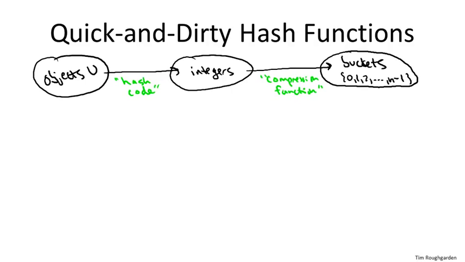In some cases you can skip the first step. So for example, if your keys are social security numbers, they're already integers. If they're phone numbers, they're already integers. Of course, there are applications where the objects are not numeric. For example, maybe they're strings, maybe you're remembering names.